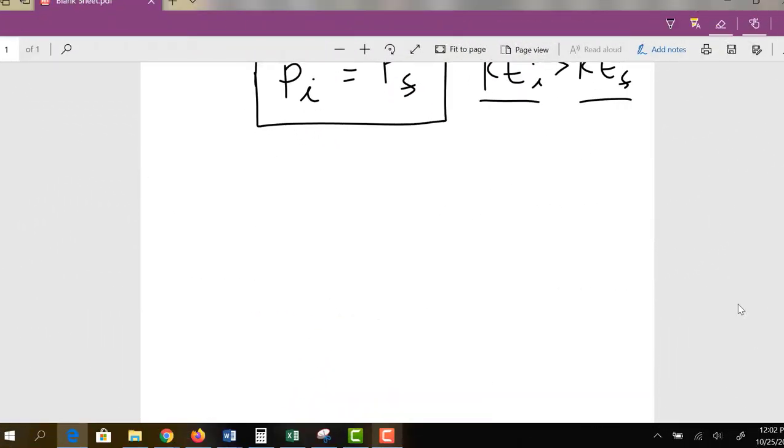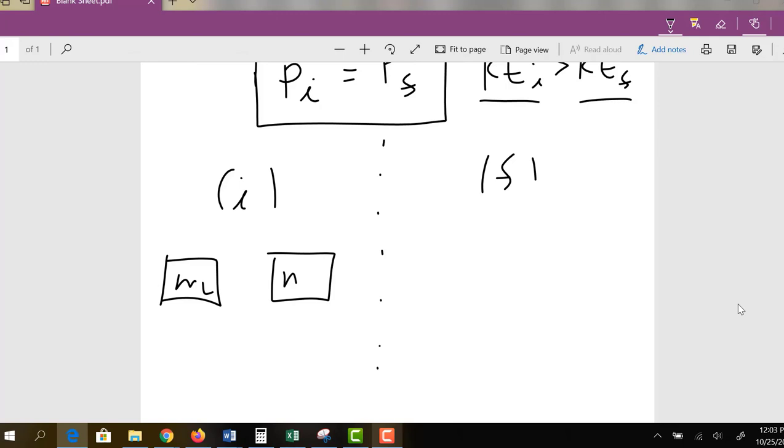Let's take a look at what this might look like in the actual experiment. We'll have an initial situation, which again just means before the collision, and then we'll have a final situation, which means after the collision. There are a couple of different masses, mass left and mass right, and they interact in several different ways.